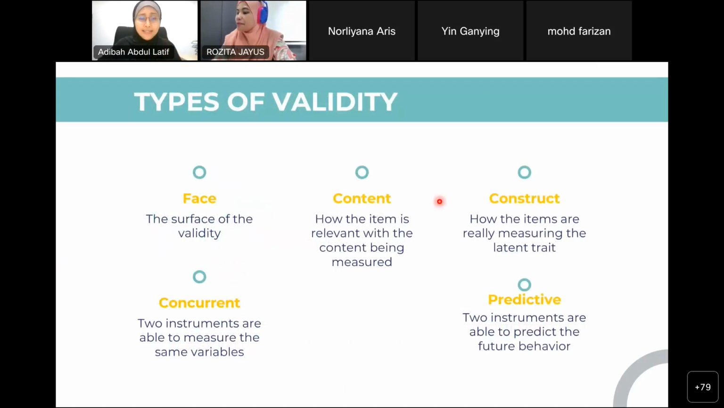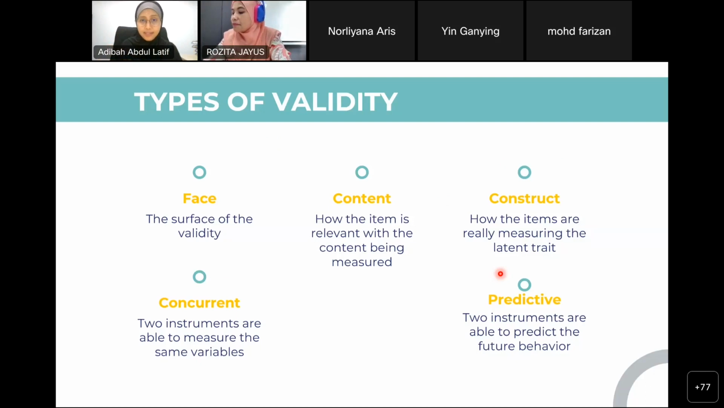So for validity, these are the types of validity that we have. But by standard, what you have to report in your research or thesis is the content validity and construct validity. The rest is not compulsory. But for content and construct validity, it is compulsory. So what is the difference between content and construct validity? Content validity, just now, when you develop the item, you want to know whether the item is relevant enough or not. So you will give it to experts in the field of your study. The experts will vet it qualitatively from their opinion.